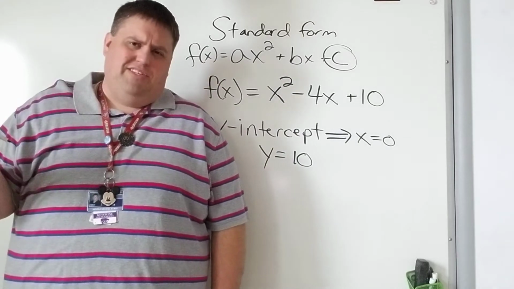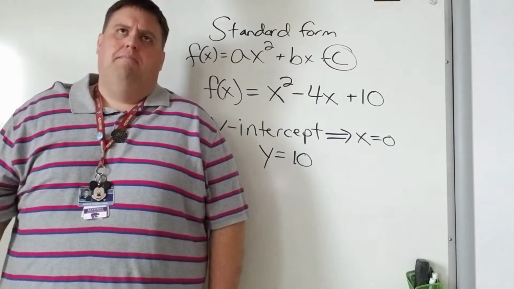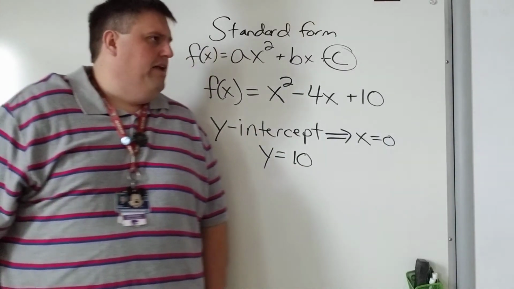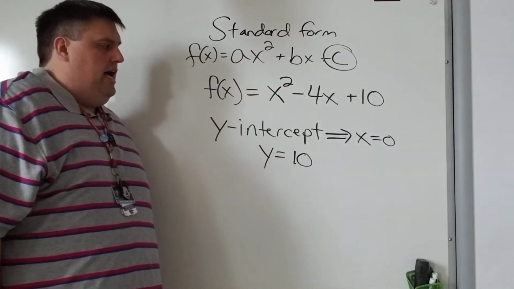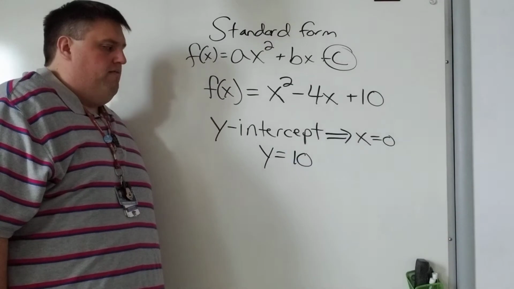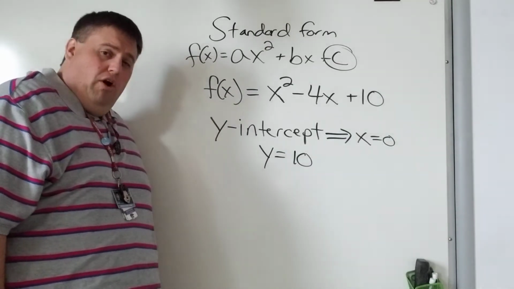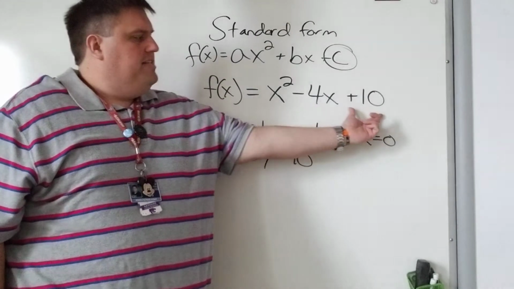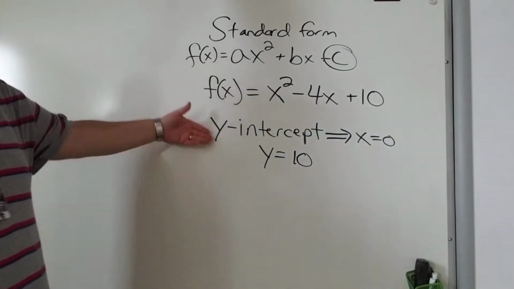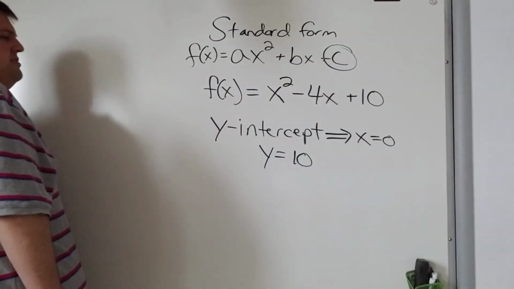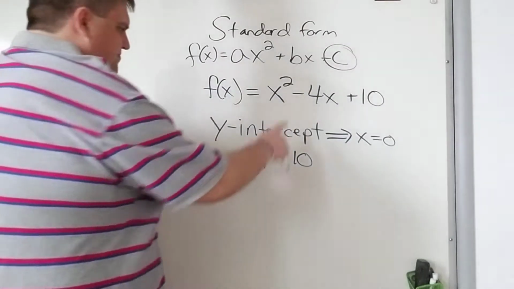Vertex form, it doesn't really help me with that. If I wanted the y-intercept, I would have to keep plotting points and just plug in x is 0 and go from there. It would just be a little bit more work than just seeing that it's the c term. So that's what standard form does well, is finds my y-intercept. But the vertex can still be found here.